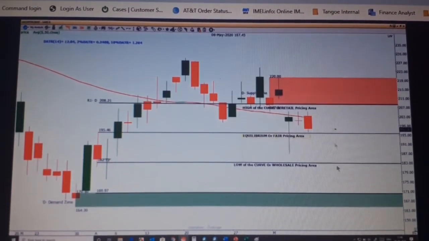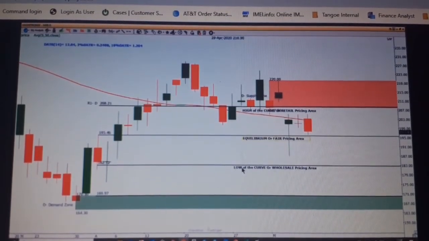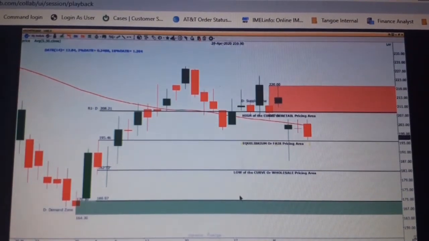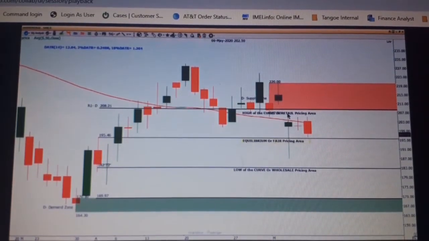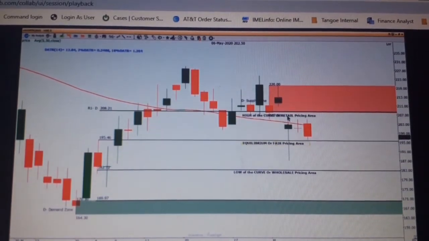So what do you do when the price is in the low of the curve or wholesale pricing area? What will you try to do more in this area? Buyer, right? Similarly, when you are in the high of the curve or retail pricing area, what will you do more? You will try to be more of a seller. So I hope this is clear.